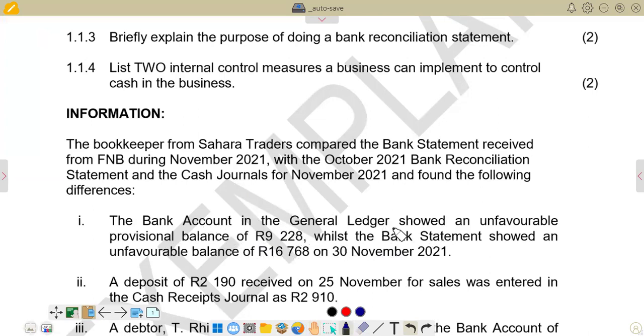We are concerned about the opening balance of the bank account. The bank account in the general ledger showed an unfavorable balance, so this is a hint that we are given. Remember, when it's unfavorable, it should be a balance b/d on the credit side of the bank account. When it's favorable, we are going to see it on the debit side. So in this case, we've got an unfavorable balance, which we are going to put on the credit side as our balance b/d, which is 9,228.